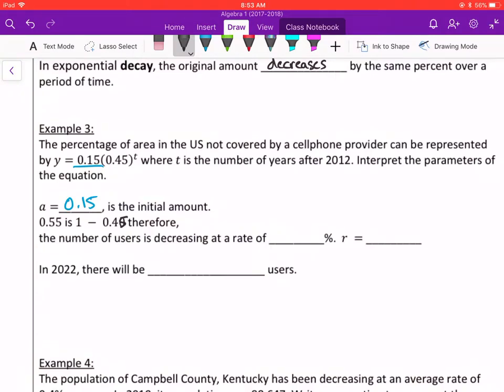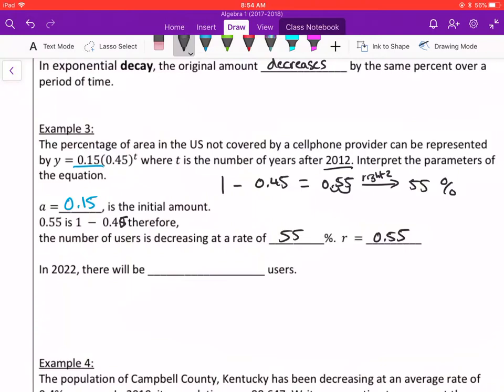So if I take that 0.45, and I know it has to be 1 minus that, then what is 1 minus 0.45? Well, 0.55, and when you're converting to a percentage, you're going to go to the right 2, so 1, 2, it gives you 55%. So again, if you're going to percent, go to the right 2. If you're going to decimal, left 2, okay? The number of users is decreasing at a rate of 55%. R would be 0.55.